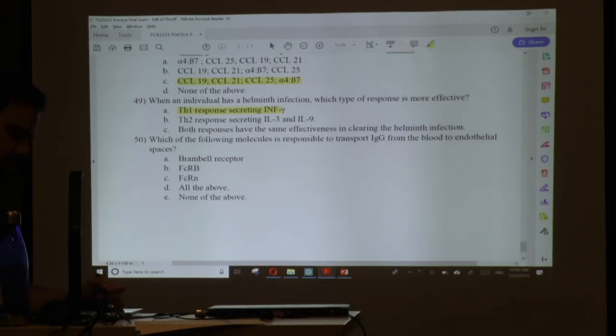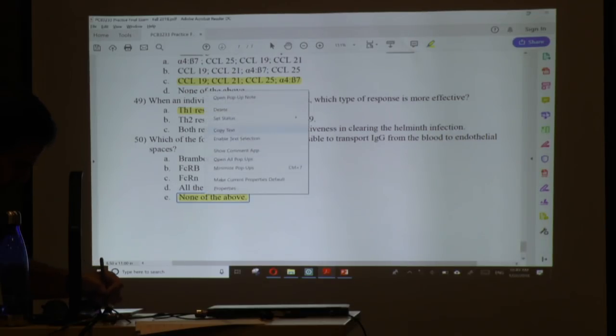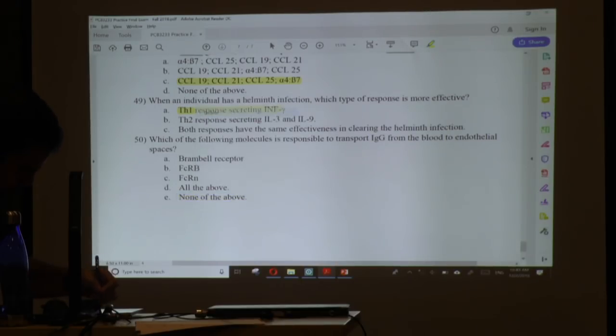And then what's the receptor for IgG that transports IgG? There's 3 names for it. Brambell, FcRn, and FcRb, right? So all of the above. Boom. Nope, all of the above. All right, any questions?